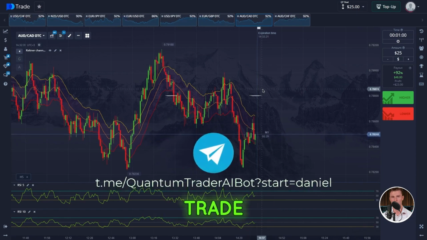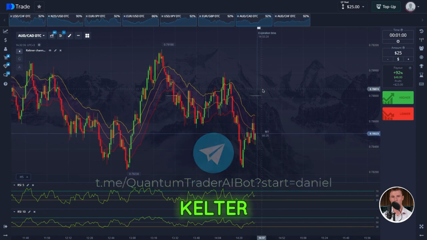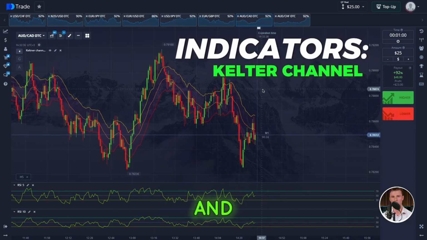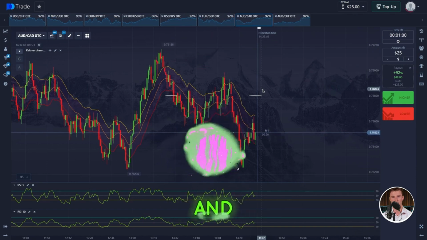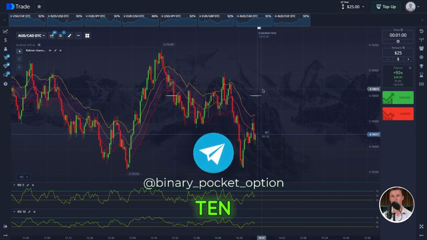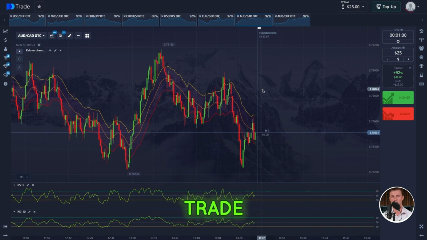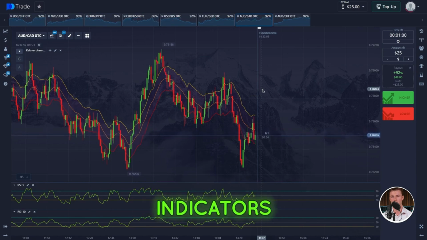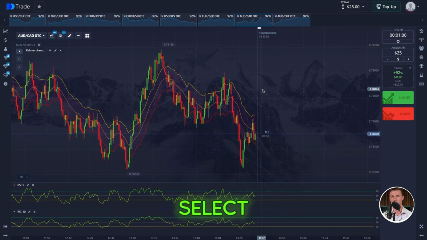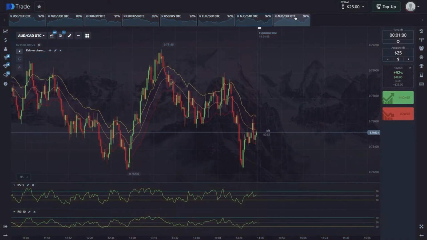So you can trade. Today, we will use the Keltner channel with default settings and 2 RSI oscillators. The first one will have a period of 5 and the second one will have a period of 10. Today, we will observe local highs and lows as well as the oversold and overbought area. In general, as I trade, you will understand how to work with the indicators correctly. So let's start trading and select our first currency pair.